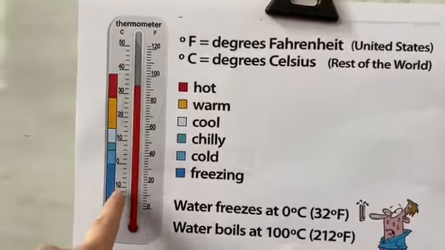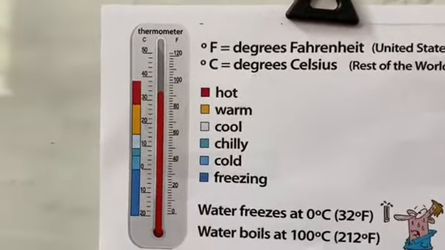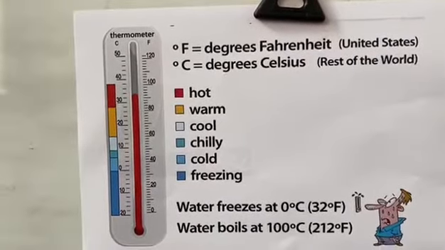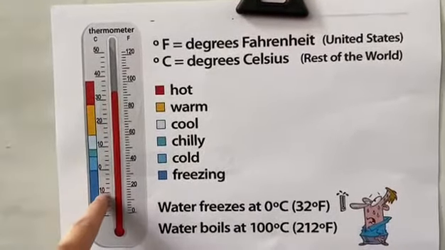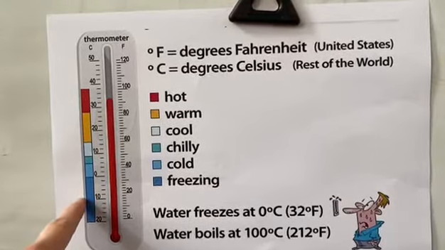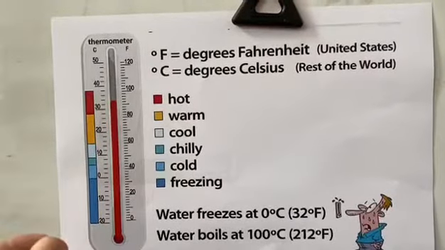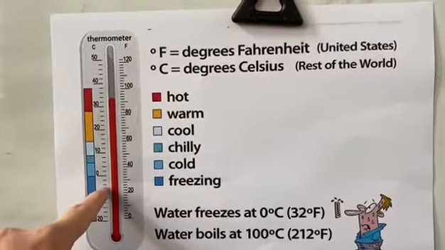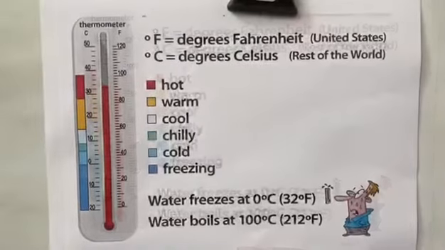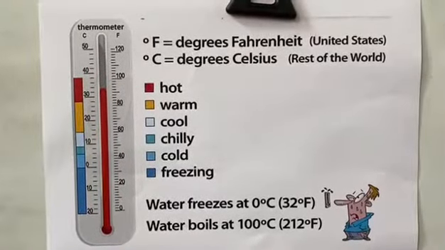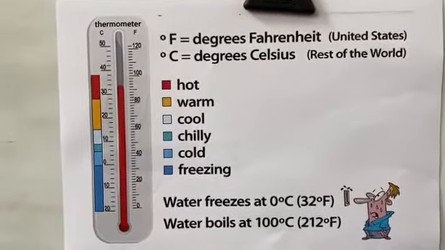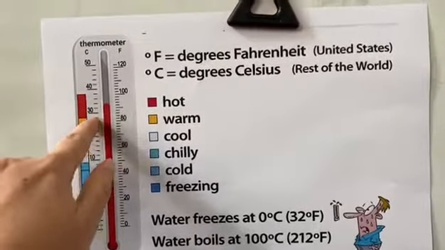We've got our scales going up, and they're going up in intervals of 10 degrees. So sometimes it will land right on the number and you can work out the temperature. Other times it might not, and you might have to use your math skills to work out what these intervals are.